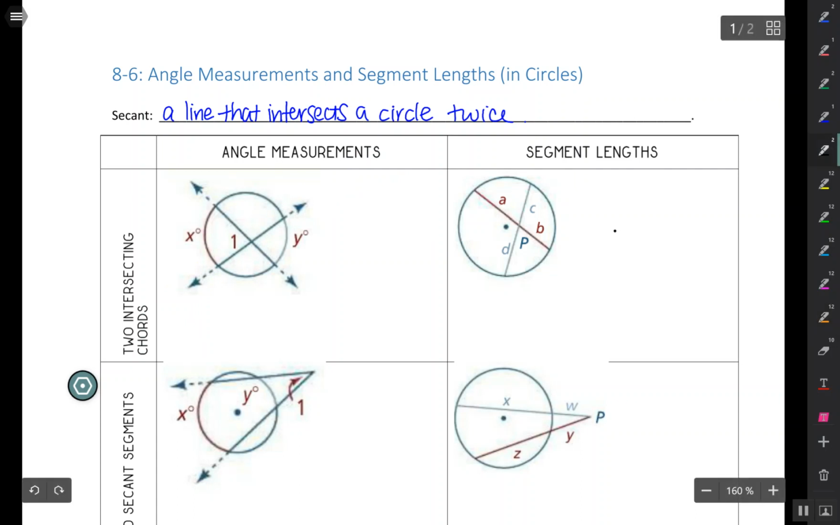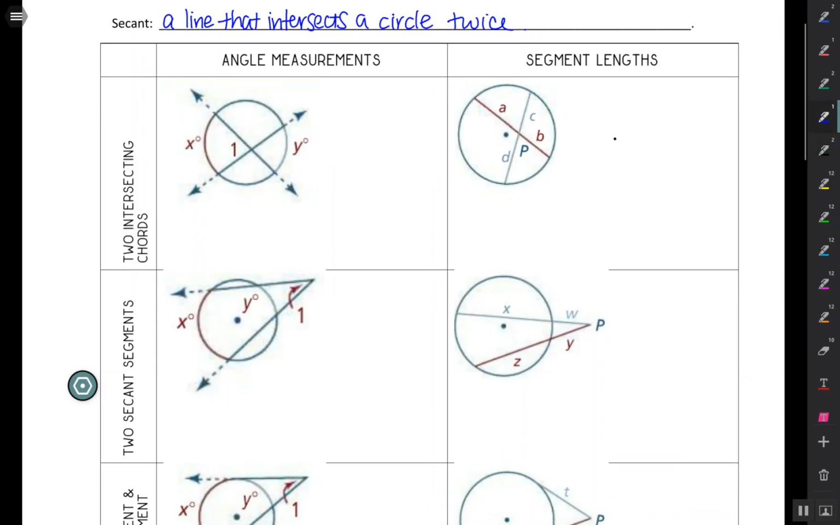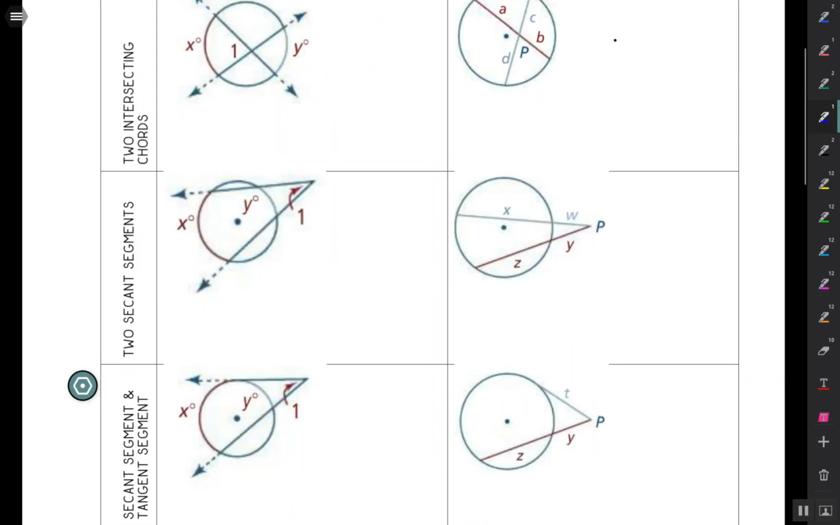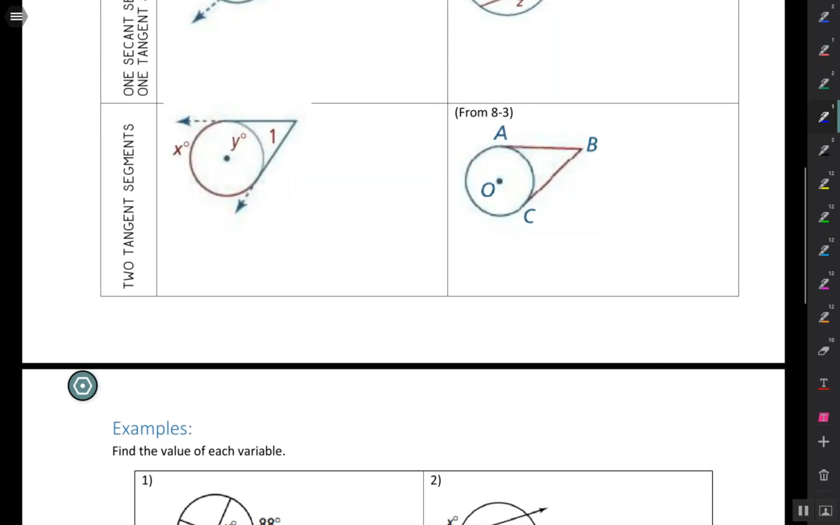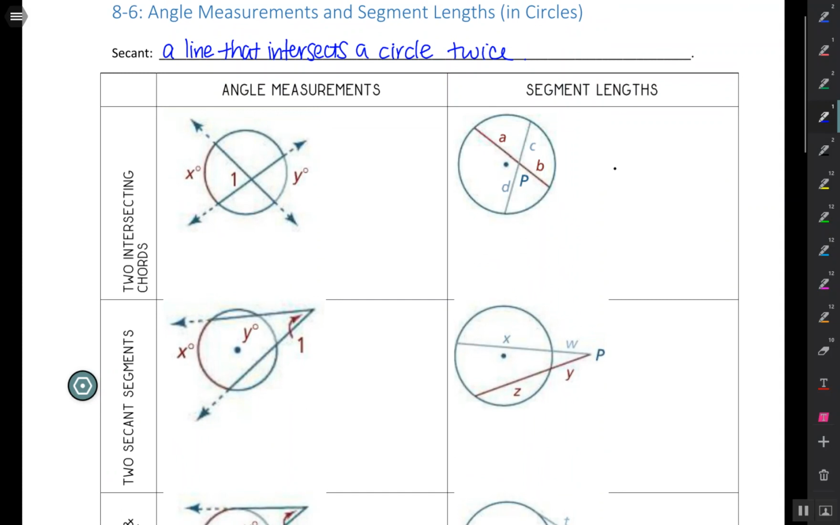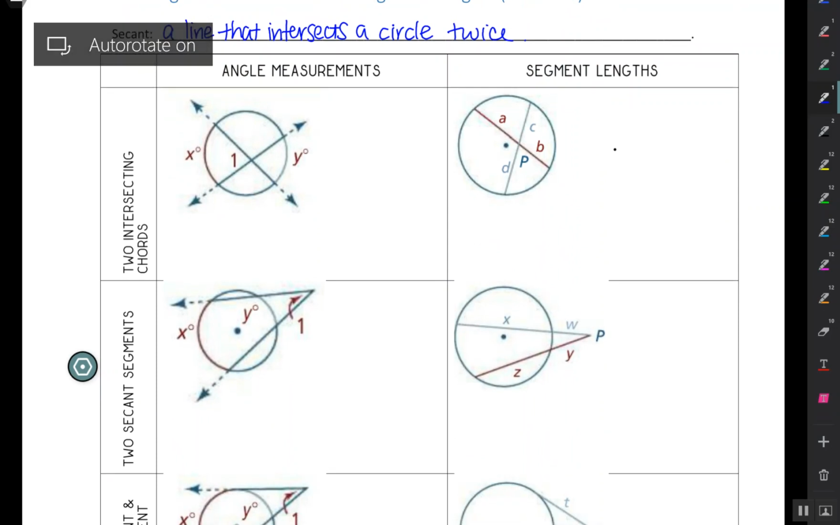Okay. All right, so to begin with, we're going to be looking at some different theorems and ideas about angle measurements and segment lengths. You can see it's broken up into 4 categories. In each picture, we're going to have a formula to determine how to find some angle measurements and how to find some segment lengths. Okay, so let's begin.